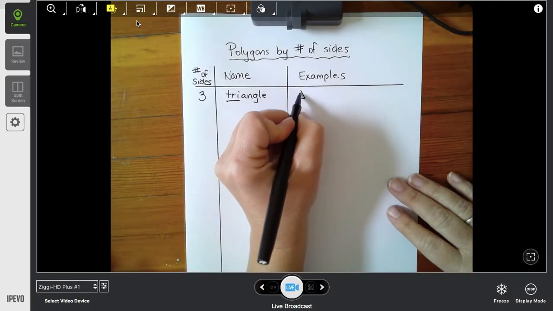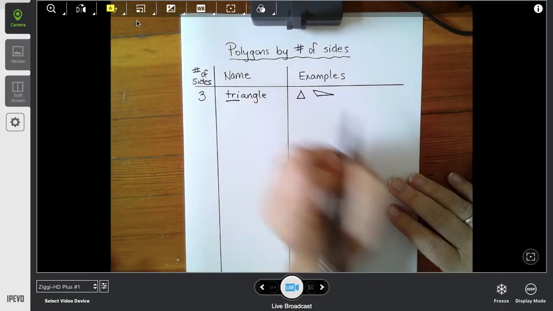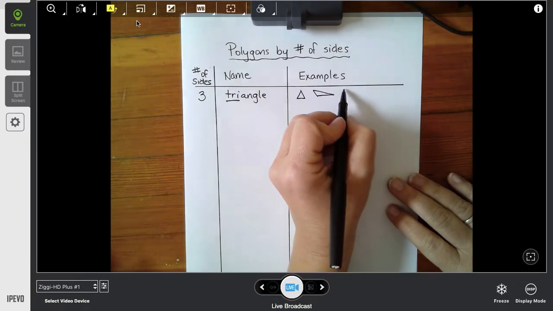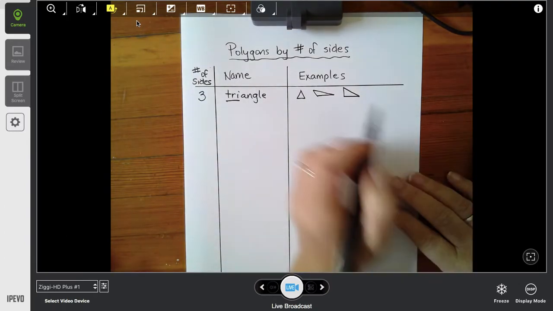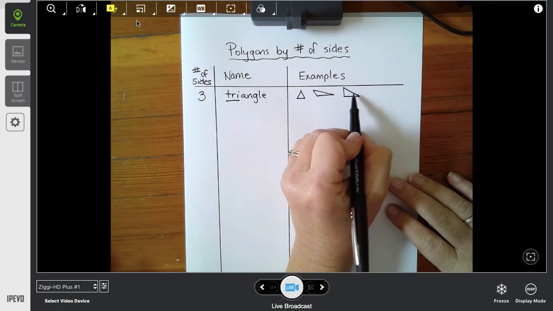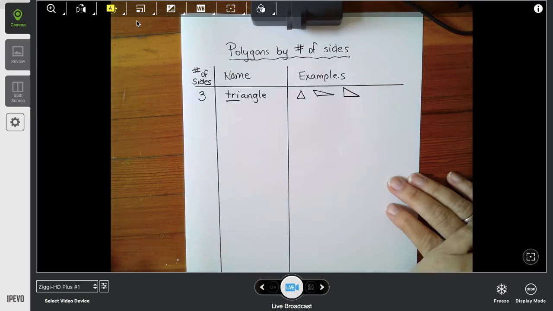So let's do a couple examples. There's an isosceles triangle. You can have a scalene triangle. You can have a right triangle, which is this direction. They're all triangles. They have 3 angles. This one has an acute, an acute, and a right, an obtuse, an acute, and acute. Doesn't matter what it has to have 3 sides. So a triangle is a 3-sided figure.